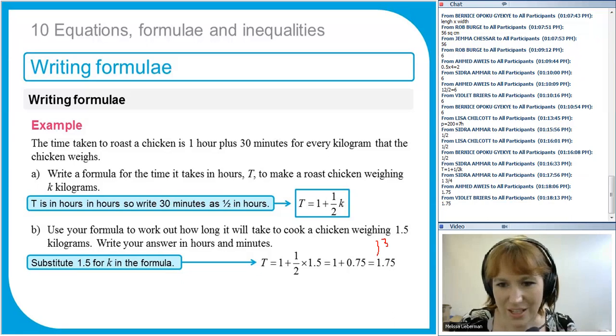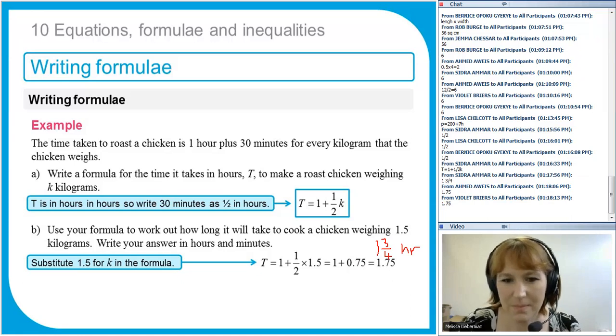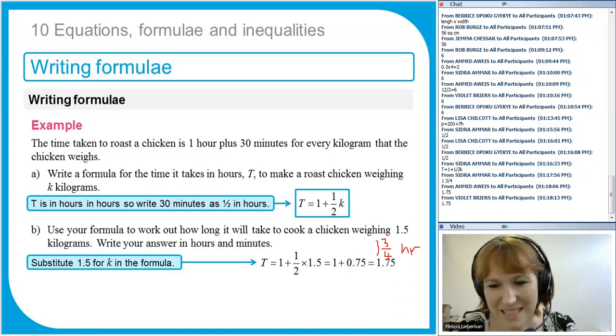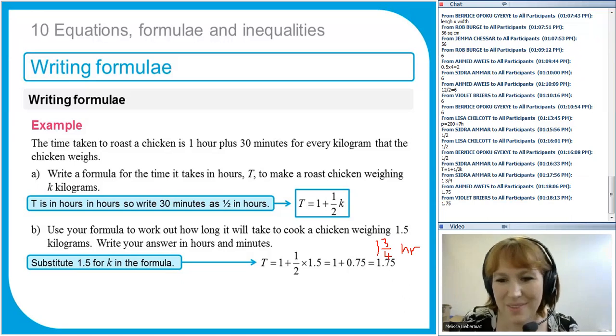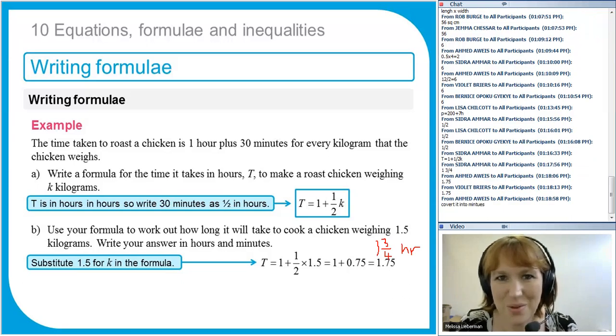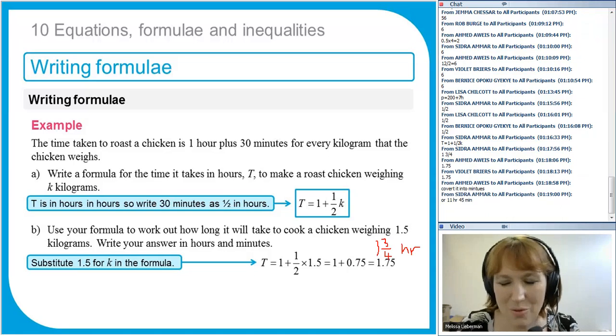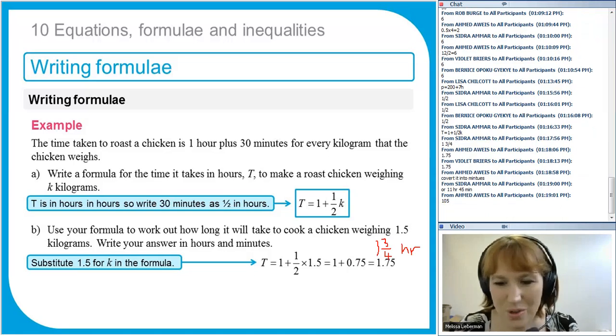So Sidra, I know you wrote that ages ago. Well done. You probably worked it out already. So what I've got is 1 3/4 hours. So what's that going to be in hours and minutes? 1 hour, that's easy enough. What's 3/4 of an hour? 1/4 of an hour is 15 minutes, so 3/4 of an hour is 45 minutes. You probably know that already, or just work out 3/4 of 60.